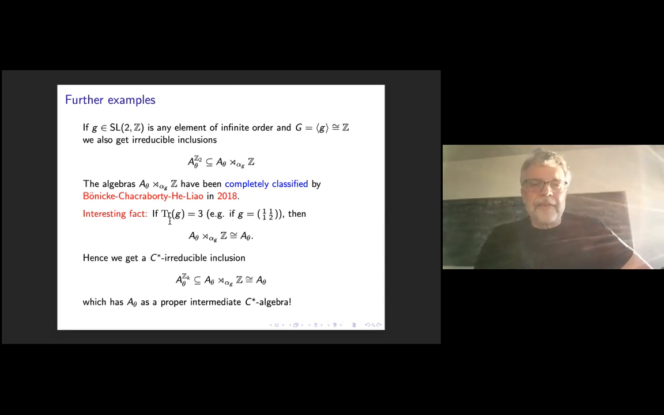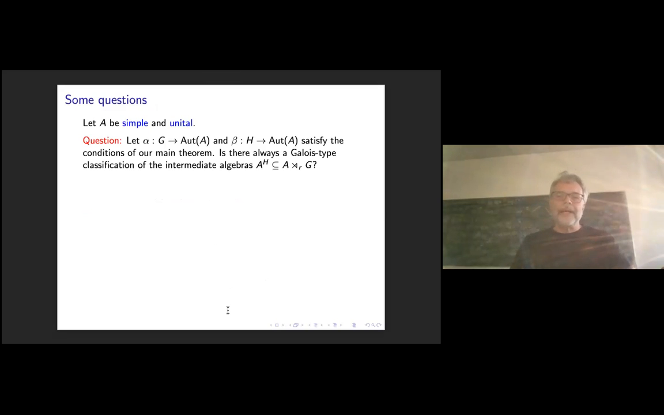And an interesting fact is, if you have an element here in SL2Z, which has matrix trace equal to 3, for instance, if you take this element, 1, 2, 1, 1, then the cross product of A theta by Z is again A theta. So in this case, you get an irreducible inclusion of these fixed point algebras into a version of A theta, which is not the old version, and which has actually A theta as a proper intermediate algebra. Yeah. So there are interesting things I think one can study here.